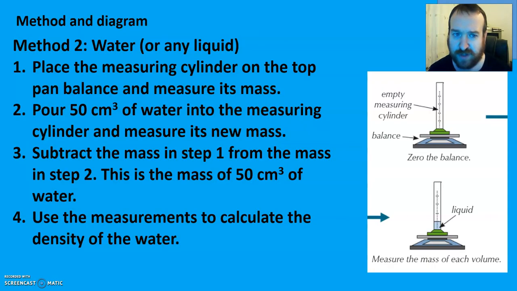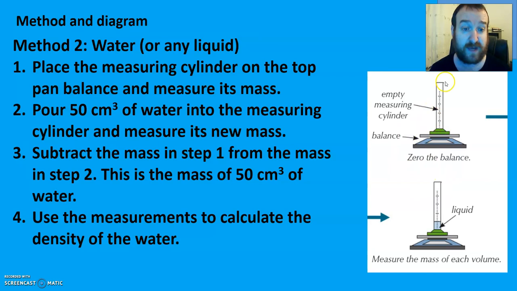Next, also pretty straightforward, is measuring the density of a liquid. So in this case, water. The benefit of measuring water and liquids is that liquids flow and take the shape of a container, so we can use a measuring cylinder to directly measure the volume. This is a really simple experiment to determine the density of a liquid.